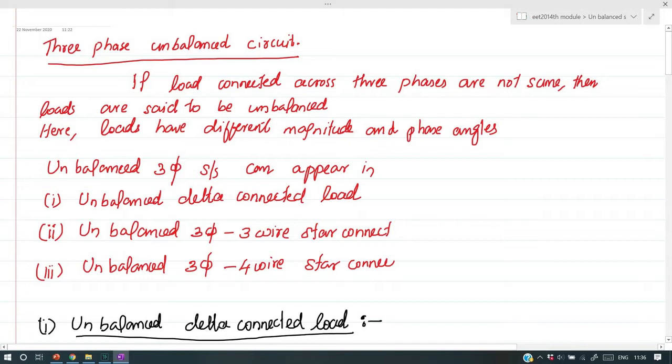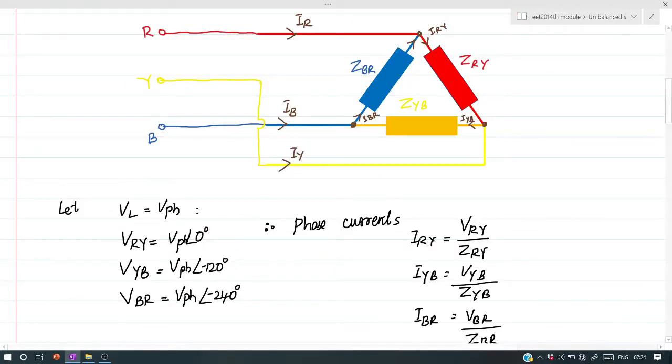In practice, an unbalanced three-phase system can appear in three ways. That is, unbalanced delta connected load, unbalanced three-phase three-wire star connected load, and finally unbalanced three-phase four-wire star connected load. First of all, let's see the unbalanced delta connected load. The figure shows an unbalanced delta load connected to a balanced three-phase supply.